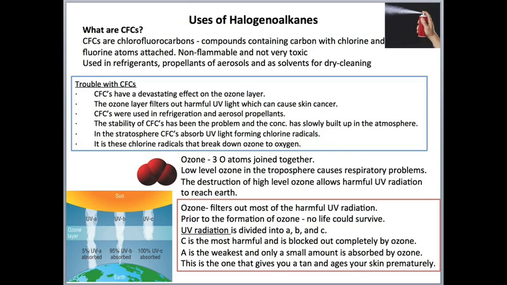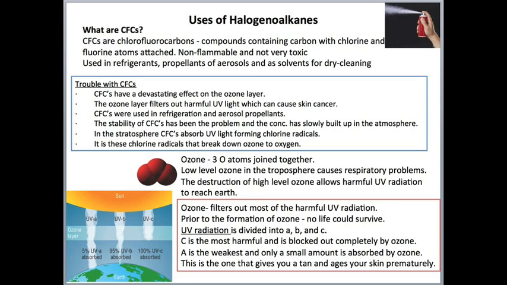So let's consider some uses of halogenoalkanes. They're often used as chlorofluorocarbons, or CFCs for short. These are compounds that contain carbon with chlorine and fluorine atoms attached. They're non-flammable and not very toxic, and they were widely used in refrigerants, propellants of aerosols, and also for dry cleaning. So if they're not toxic and non-flammable, then why are we not using them? Well, the problem is that CFCs have a very devastating effect on the ozone layer.